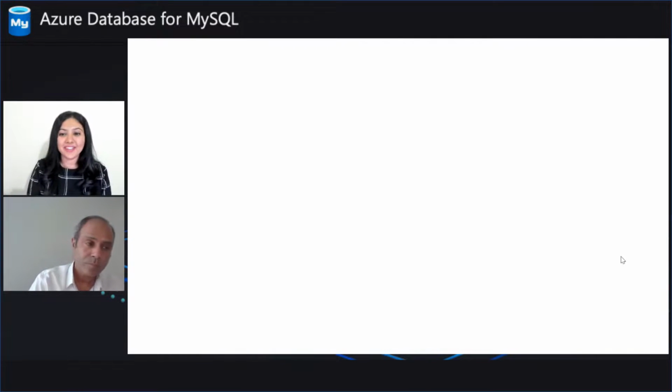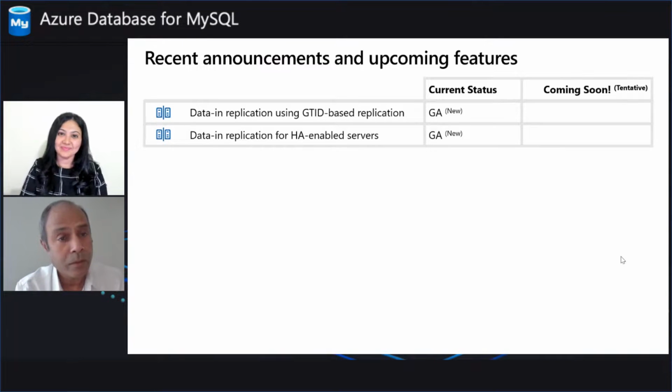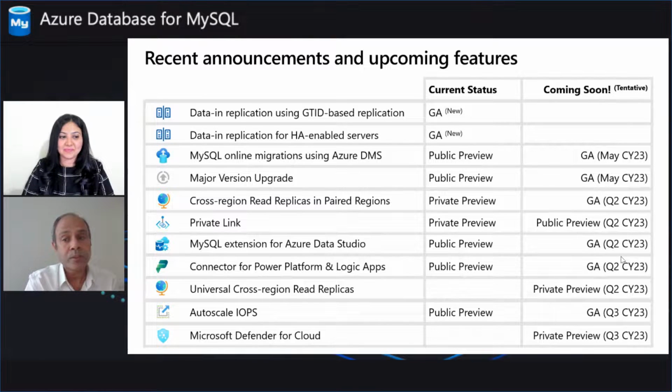But on to the final section then, a quick overview of our upcoming roadmap in Azure Database for MySQL itself. Yeah, so we had an exciting time. We recently GA'd a couple of new features in Azure MySQL for flexible servers, both data-in replication using GTID based replication as well as on HA enabled servers. Both these features are GA'd now, and there are multiple features which we plan to GA in the near future.